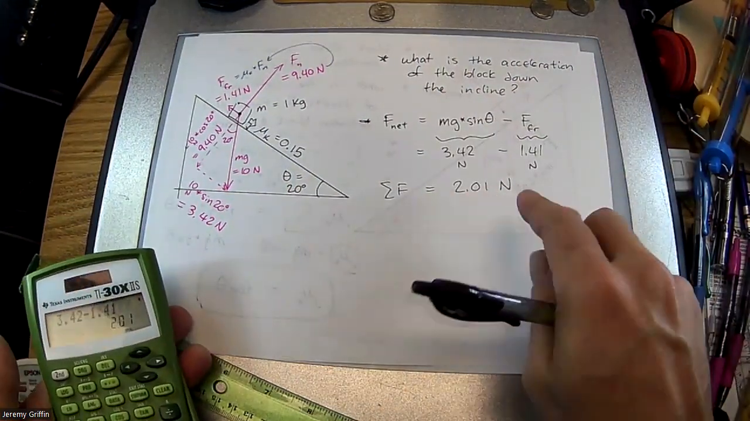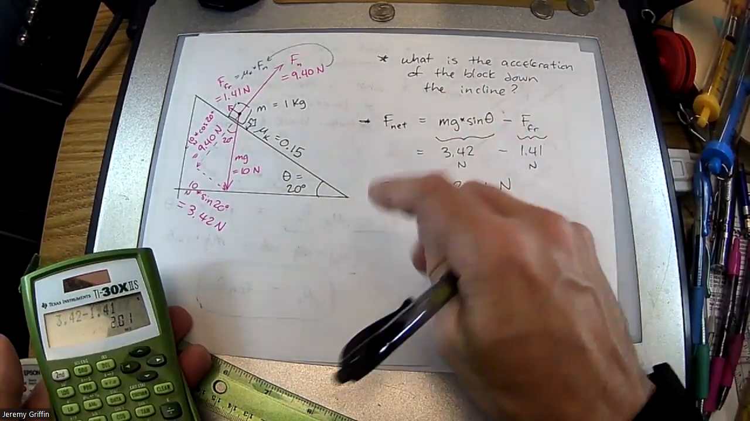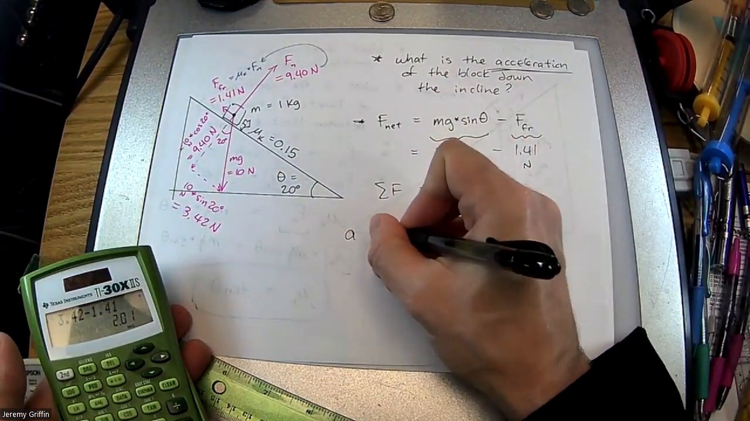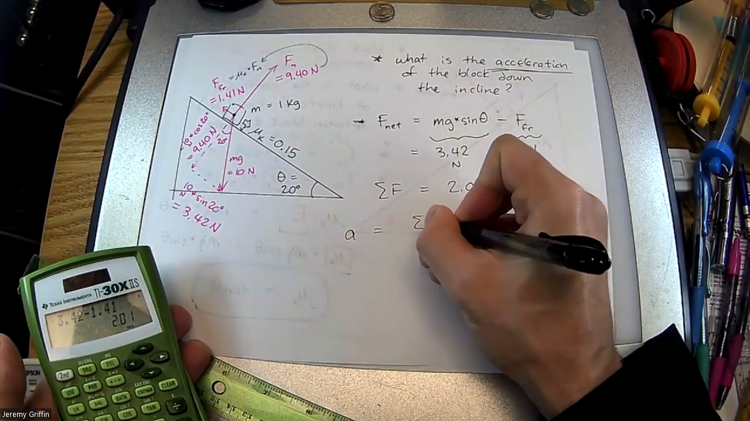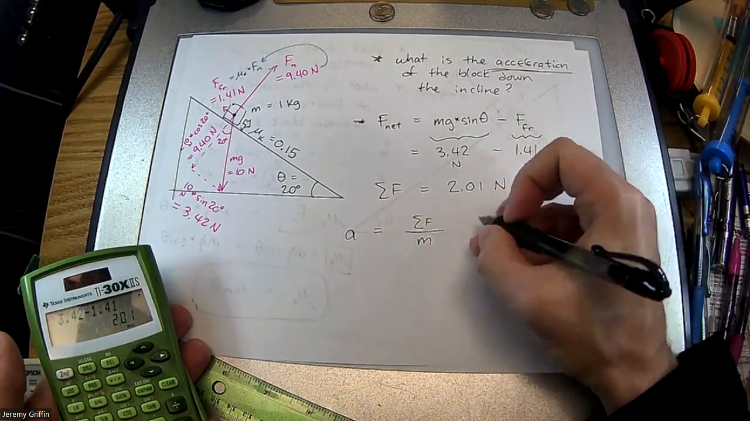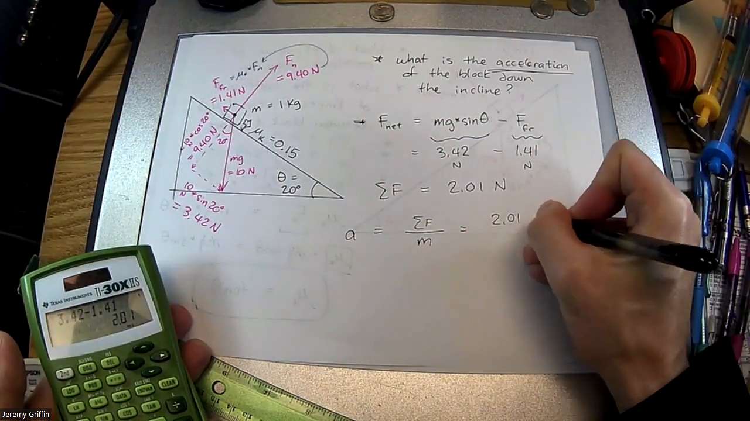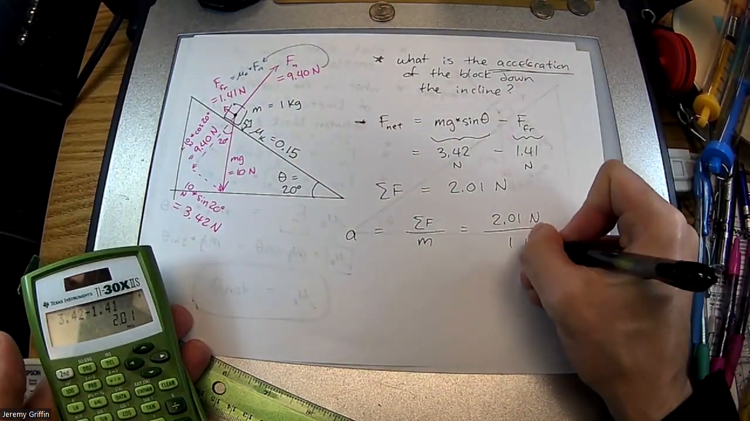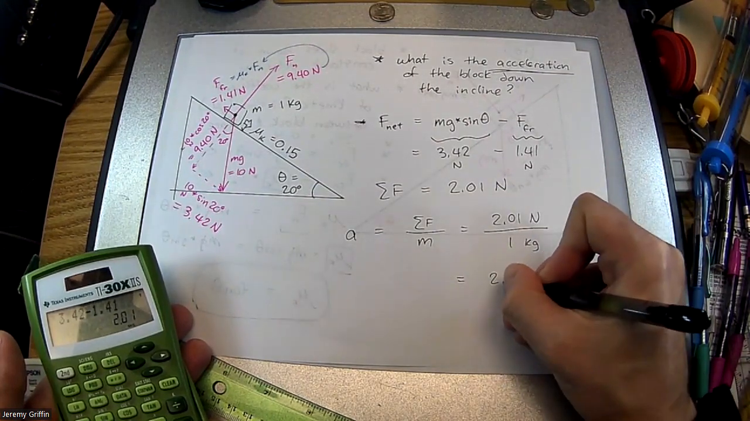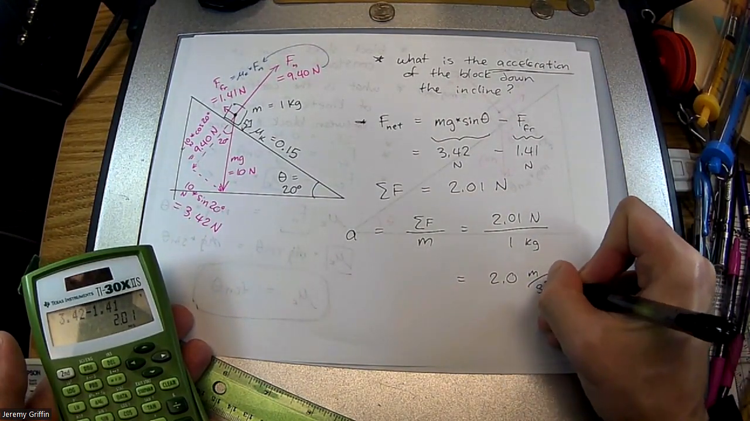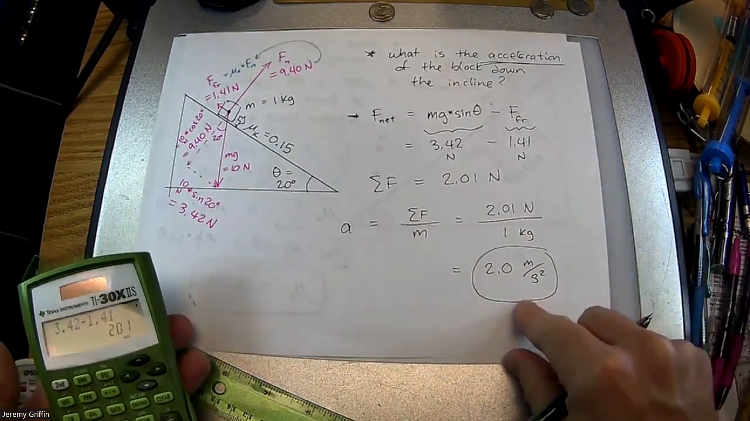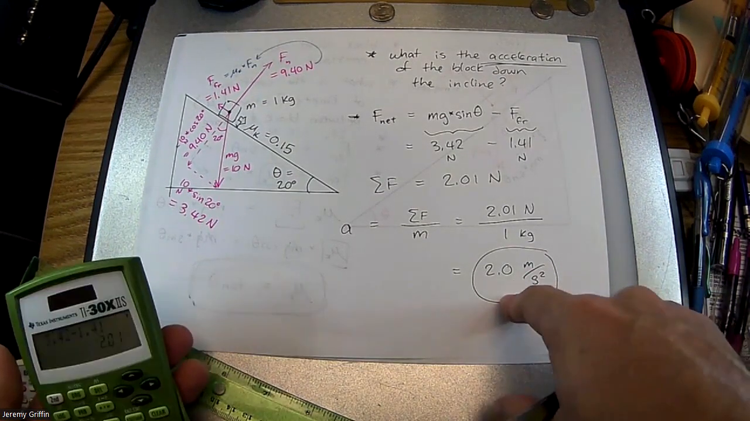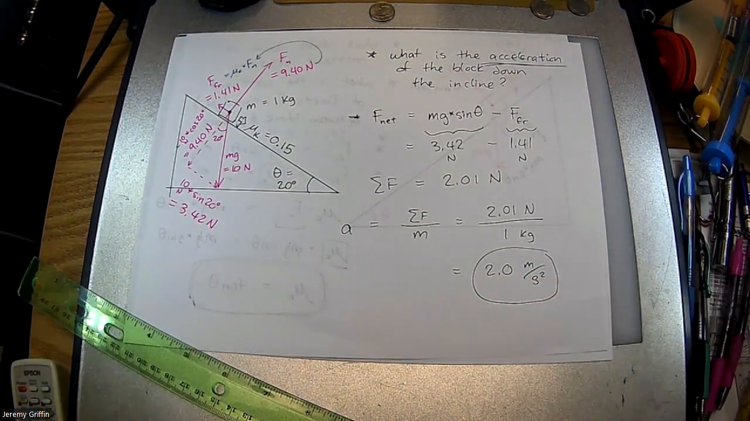Now there is one more step. To get acceleration, I have to apply Newton's second law of motion. So the acceleration is the net force divided by the mass. Well, that's 2.01 newtons acting on a 1 kilogram mass, which gives you 2 meters per second squared. If this was a multiple choice, AP tends to stick to 2 significant digits. You probably see an answer choice like that. That could be an FRQ.